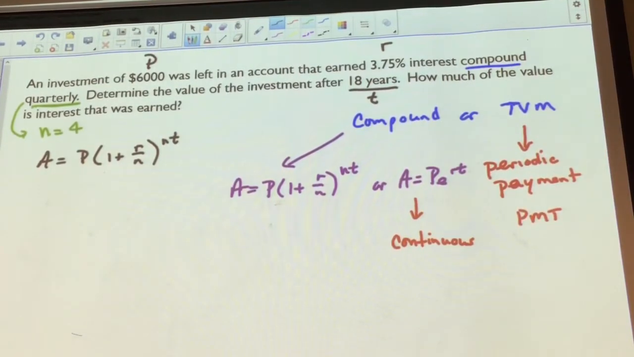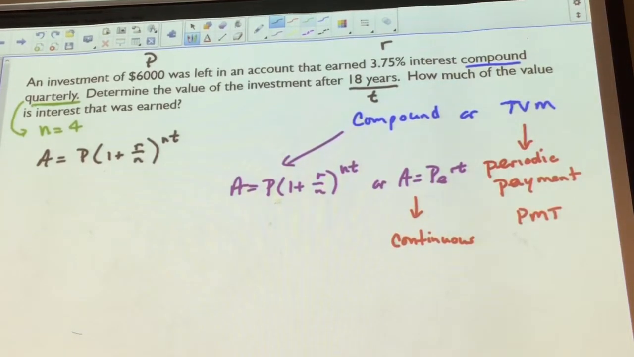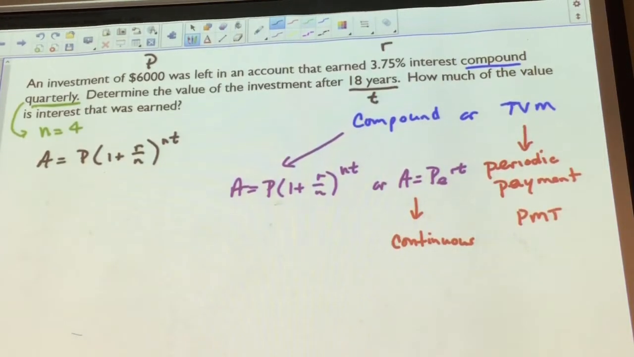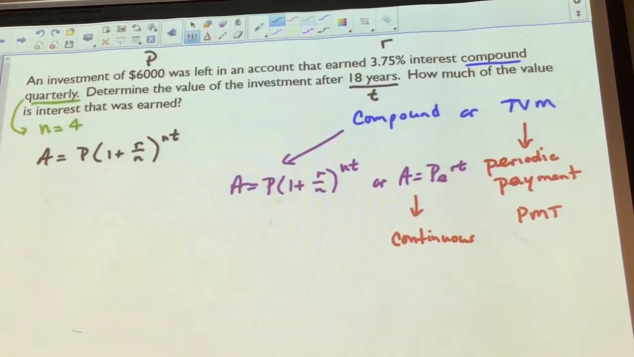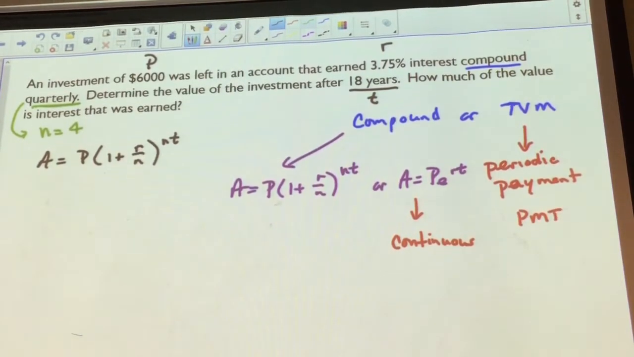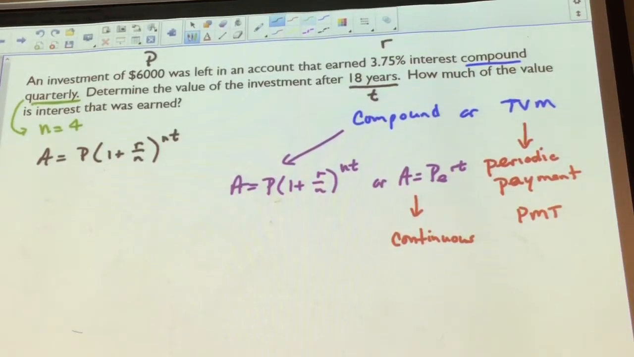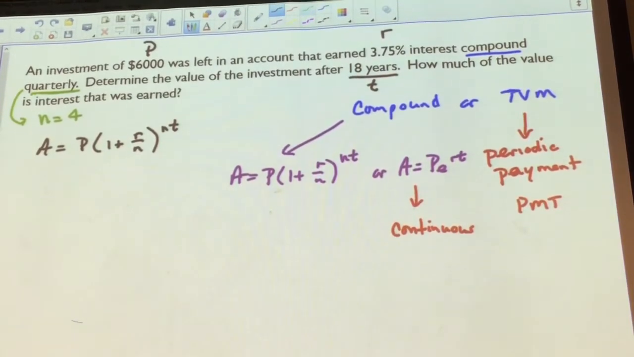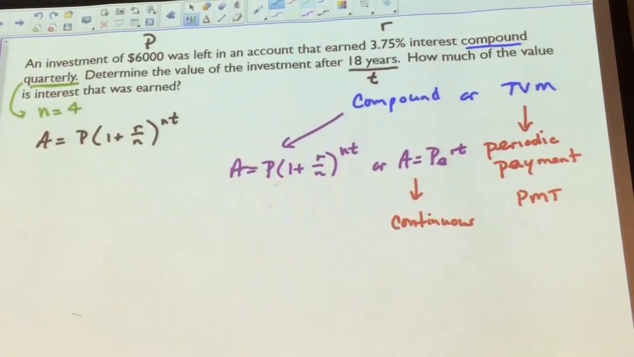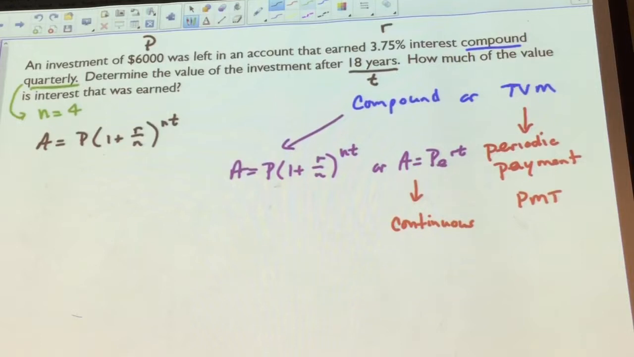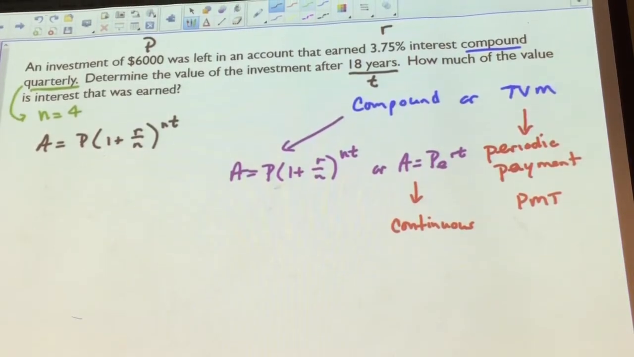What if that said 18 months? You'd have to put it over 12 because you've got to convert it to years. What if it said 18 weeks? Over 52. 18 days? Then it's either 360 or 365, and they will tell you which one they want you to use. Okay? So read those little things, but make sure you double check and have all your units in the right phase of the problem. Avoid the simple mistakes. Because some of you want all those points. Some of you need all those points.